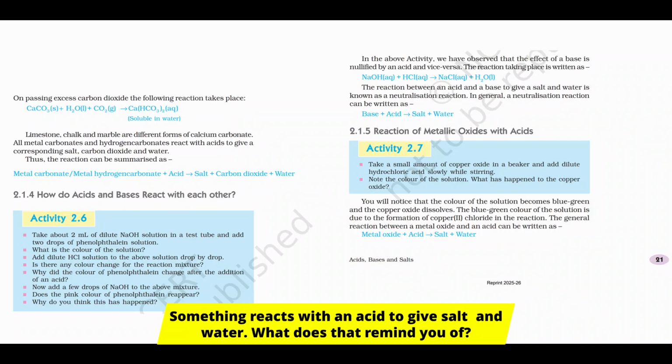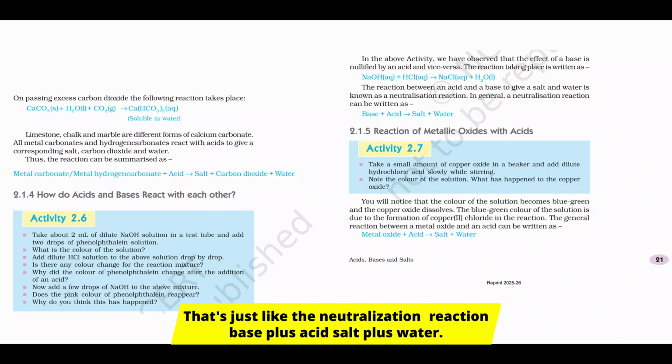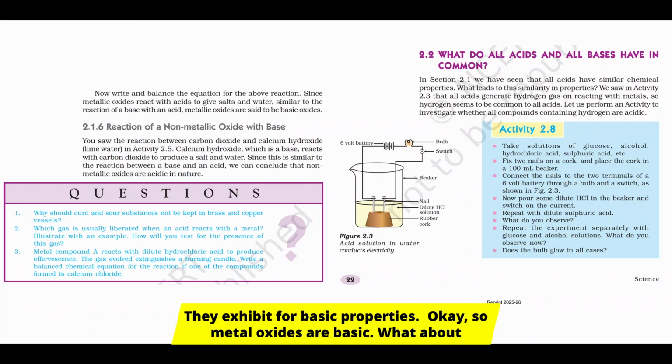Now think about that reaction pattern. Something reacts with an acid to give salt and water. What does that remind you of? That's just like the neutralization reaction, base plus acid gives salt plus water. Exactly. Since metallic oxides react with acids in the same way the bases do, producing salt and water, we conclude that metallic oxides are generally basic oxides. They exhibit basic properties. Okay, so metal oxides are basic.